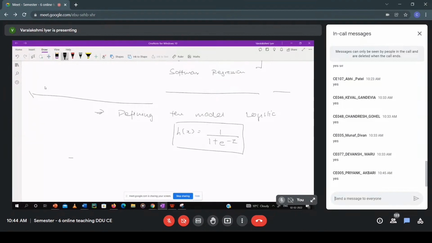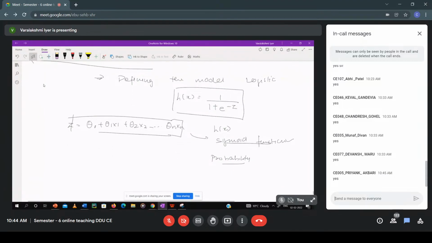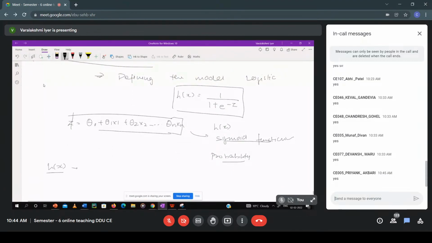So in short, here z is a linear function which is of the form theta 0 plus theta 1 x1 plus theta 2 x2 plus so on up to theta n xn. Whatever number of features you have, that will be your z. And then later on, you pass this z through a sigmoid function in order to get an output in the form of a probability value. So we also saw that h of x will always be the probability of the instance to fall into class 1 given certain features.